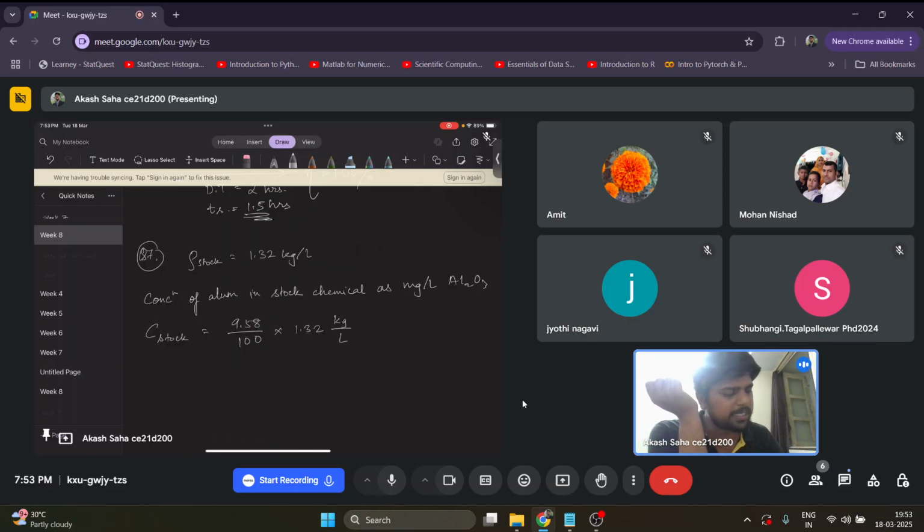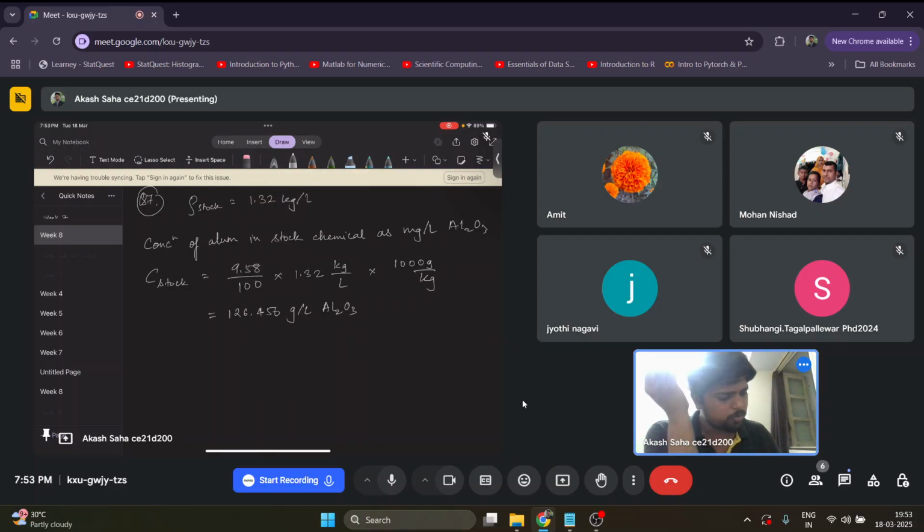I will just change the kg to gram, so it will be 1000 gram per kg. If we calculate it, it will be 126.456 gram per liter of Al2O3. So per liter, 126.456 gram of Al2O3 is present. Because whenever we are calculating the molarity, we should know the weight or the moles present of my compound.